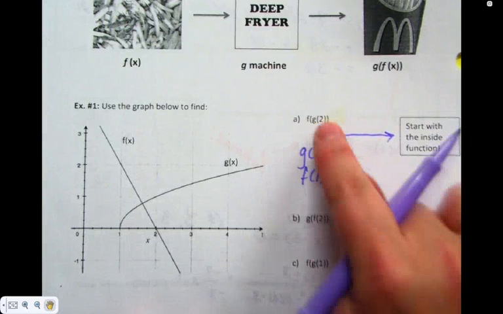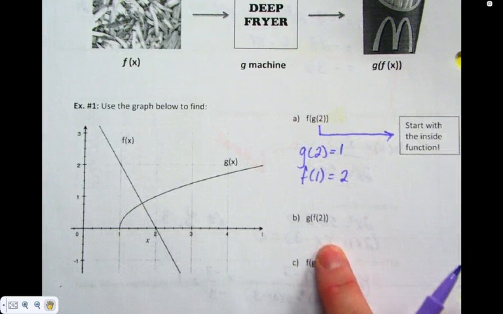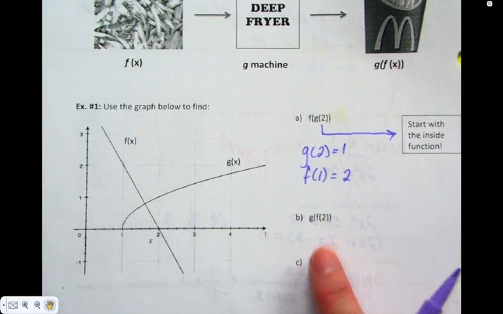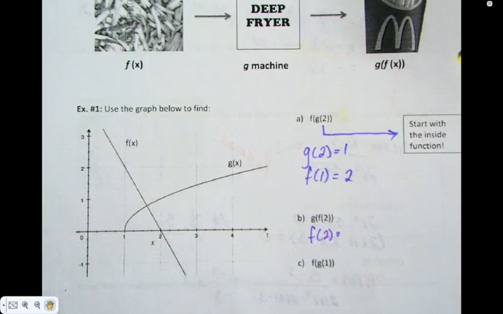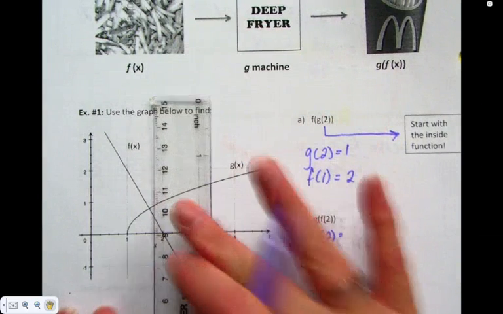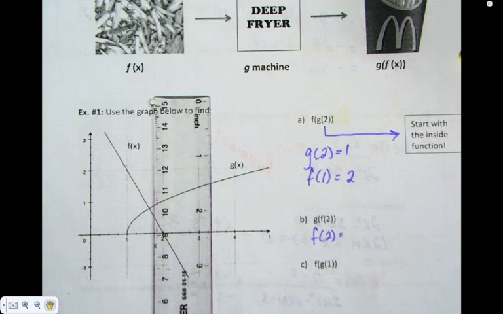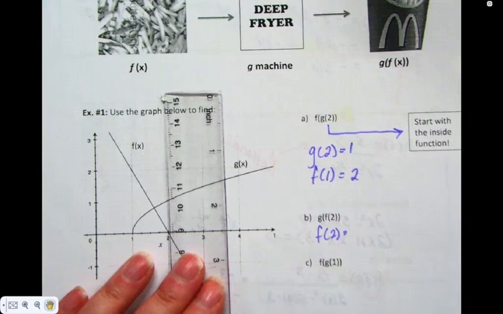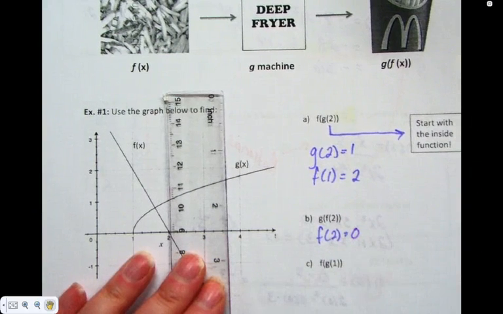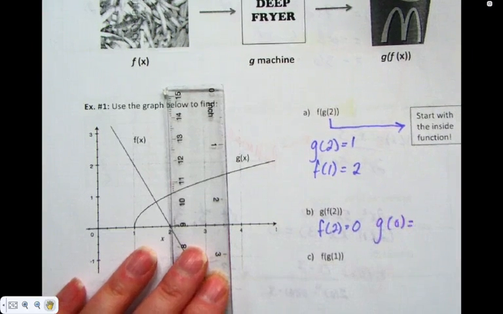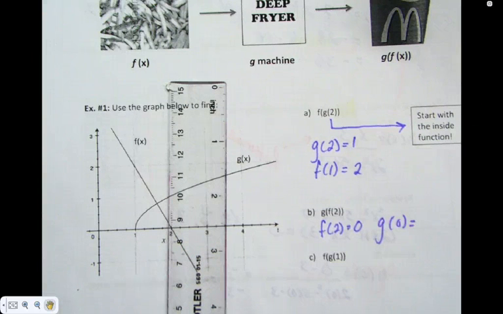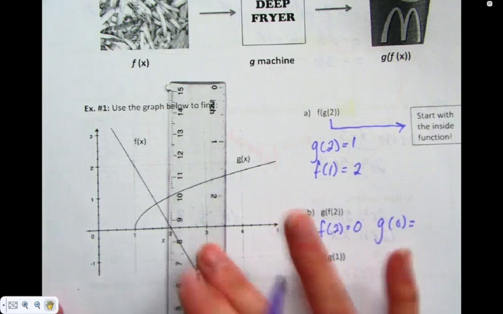What's the difference between A and B? It's the order. So we're now going to start with f of 2 first. It's the inside function. That means go where x equals 2, go to the f function, and find the y value. Agree that it's 0? Now we take that answer and we go to the outside, so now g of 0. What's that asking? Go where x equals 0, look at the g function and find the y value.